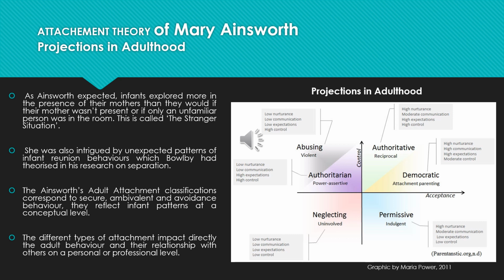The last one is the permissive projection. In this situation, the relationship between parents and child during development is very indulgent. The parents will have a relationship of high nurturance, moderate communication, low expectations, and low control. That means the parents will allow the child to explore the world by themselves and to assess their own obstacles and overcome their own problems. So they are very permissive.